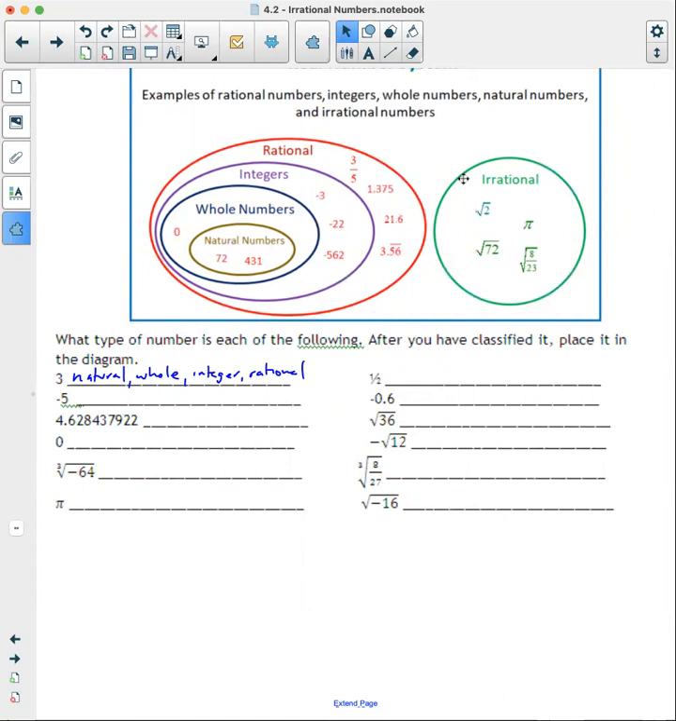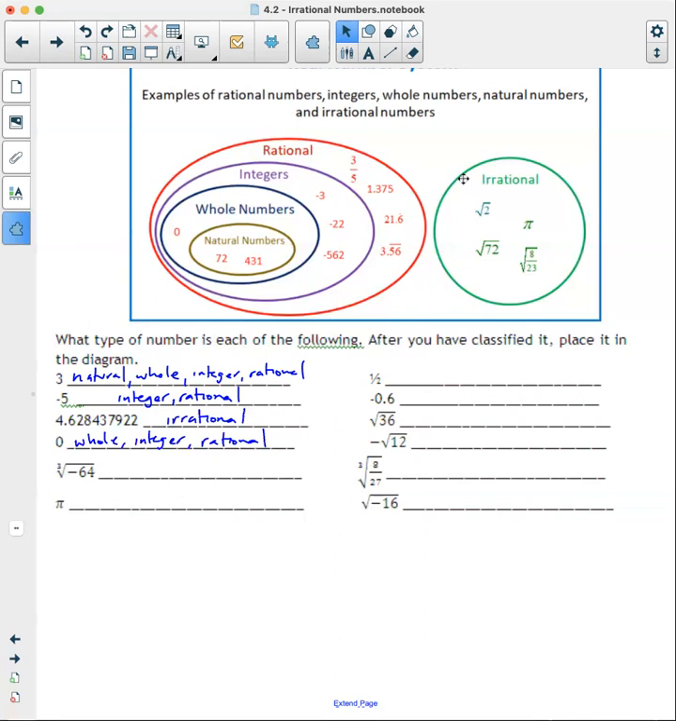-5 is not a whole number, but it is an integer. And therefore it's rational. Okay, so this is a really long decimal. So irrational. 0 is not a natural number because it's hard to represent 0 in nature. But it is a whole number. It's an integer. And it's rational.